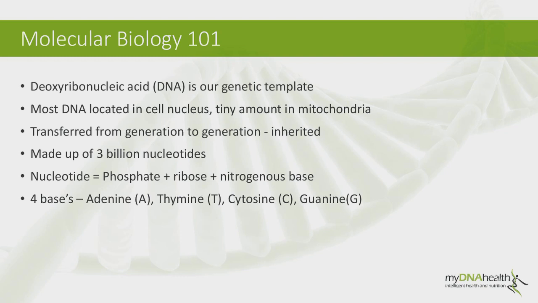Our nucleotides are made up of a phosphate group, a ribose group, and a nitrogenous base. So you may want to recap on that, the structure of DNA, think back to Watson and Crick and what they discovered. And then we've got our 4 bases. So our 4 bases are adenine A, thymine T, cytosine C, and guanine G.